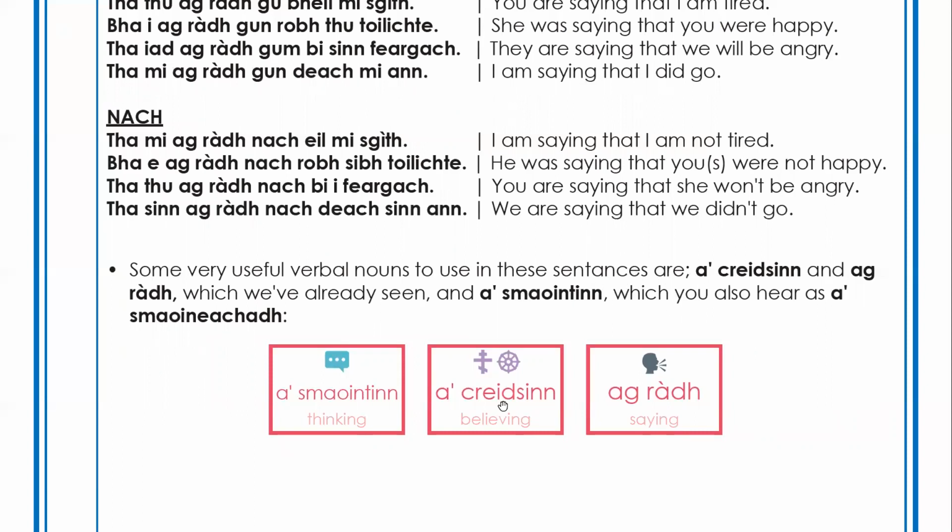A creidsinn, believing, a creidsinn. Think credulous. In English, it's coming from the same root, so credge, believe, believability, incredulous, credulous. A creidsinn, believing. We also have a smoungin, thinking. A smoungin, which is often, perhaps more commonly heard as a smounnichig. These are both used. And it's not one or the other. The same speaker will use both a smoungin and a smounnichig. So thinking. Ha mi a smounnichig, ha mi a creidsinn, ha mi a gra.